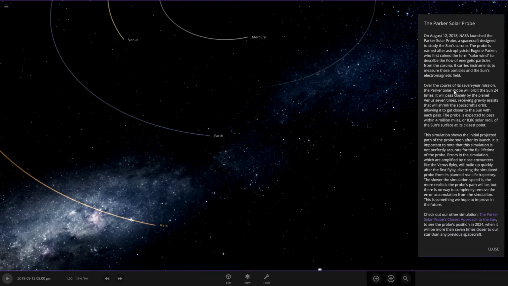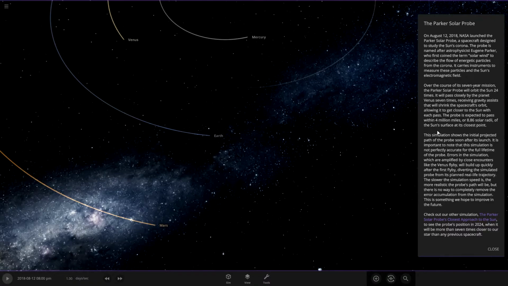Basically, over the course of its 7-year mission, the Parker Solar Probe will orbit the sun 24 times. It will pass closely by the planet Venus 7 times, receiving gravity assists that will shrink the spacecraft's orbit, allowing it to get closer to the sun with each pass. The probe is expected to pass within 4 million miles, or 8.86 solar radii, of the sun's surface at its closest point.